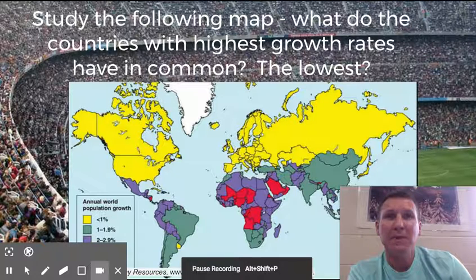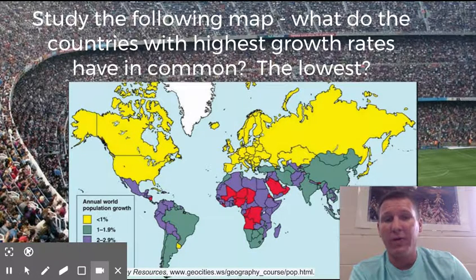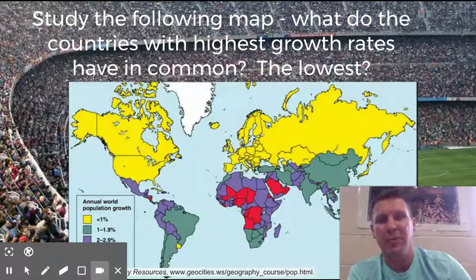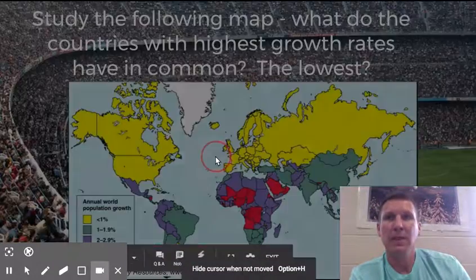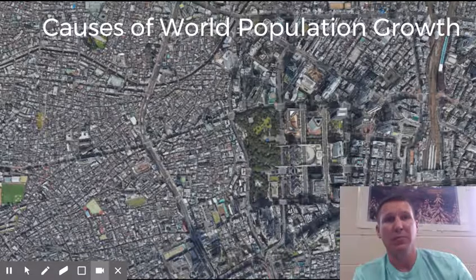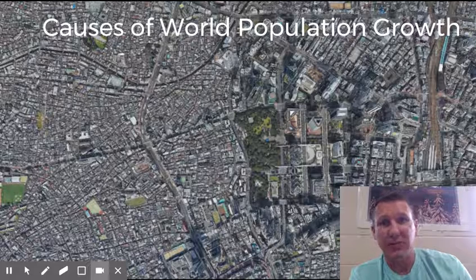Did you get it? Hopefully you figured out that wealthier, more industrialized nations have much lower growth rates, while poorer developing countries have the highest growth rates. This is very helpful for helping us understand population growth. So why are population growth rates higher in poorer countries? Usually, this is when someone states the obvious. They have more babies. Yes, true, but why?